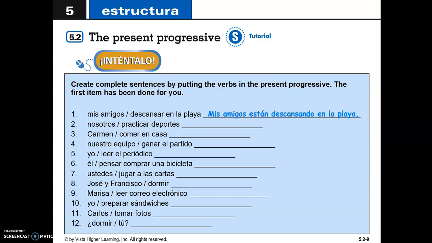Go ahead and pause this video, take a moment to see if you can figure out numbers 2 through 12. Keep in mind that number 1 has already been done for you and that you must use the verb estar.